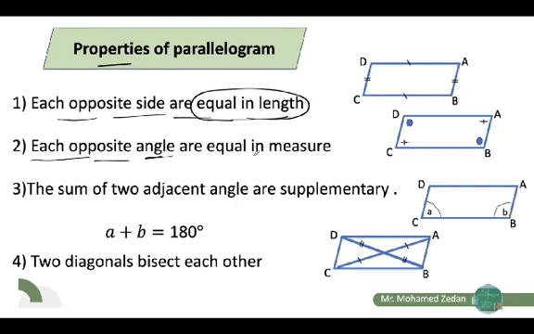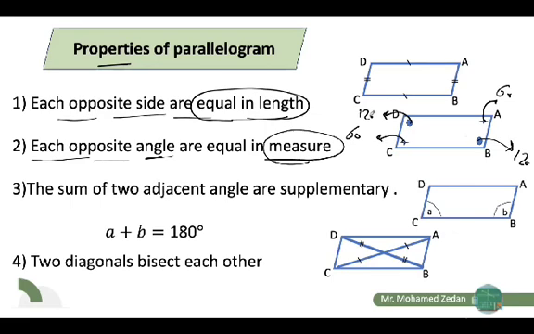Each opposite angle is equal in measure. Look at angle A and angle C. They are equal in measure. If angle A equals 60, that means angle C equals 60. If angle B equals 120, that means angle D equals 120. Then the first property is each opposite side is equal in length. The second, each opposite angle is equal in measure.